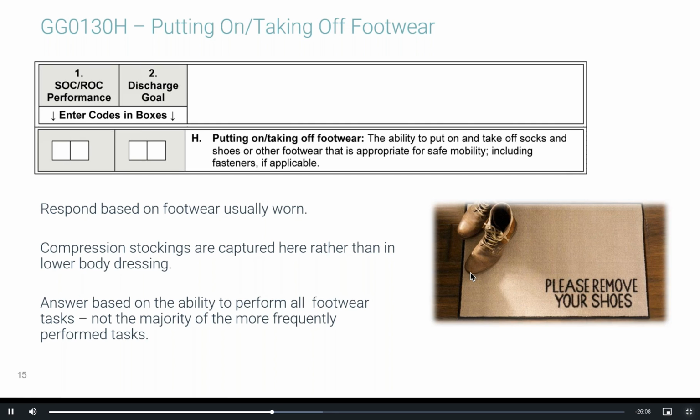Now, interestingly, I don't have it here, but there is Q&A that talks about safe footwear. So if a patient's putting on footwear and taking it off, but it's not safe, maybe they're putting on flip-flops and they're diabetic and that's not safe for them, then you maybe can't answer this question because they don't actually put on footwear that's safe ever. They don't even own it. Or maybe they're putting those flip-flops on because they can't put on their diabetic socks and shoes. So you have to be looking for those kinds of concepts with this too.